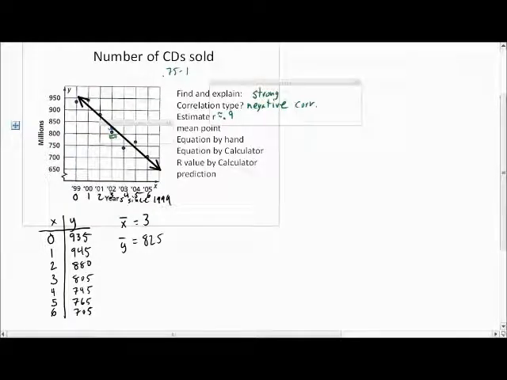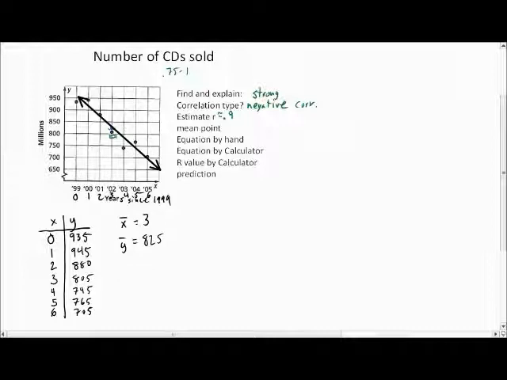Let's see, that looks pretty good actually. It goes through my mean point. You'll notice that as we look at it, there's 1, 2, 3, 4 points above, there's 1, 2, 3 points below, but the points above are a little bit closer. You've got points above and below there, you've got points above and below here, so that's probably going to be a fairly good line of best fit.